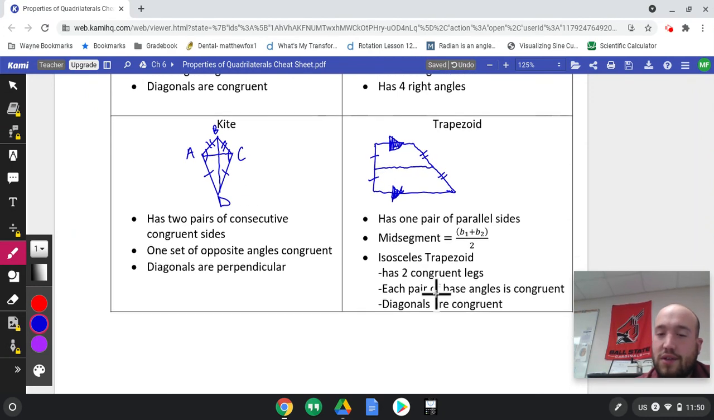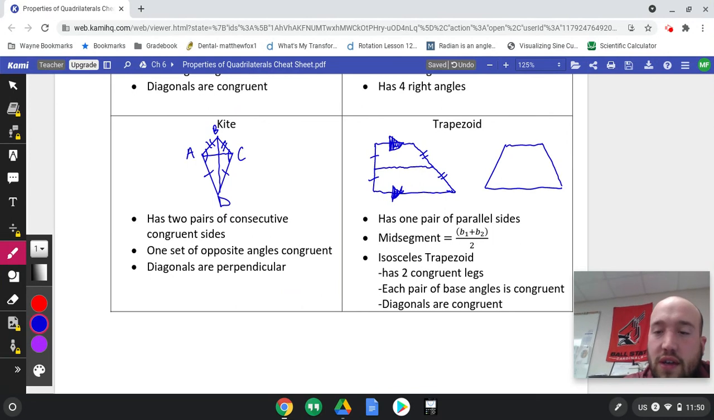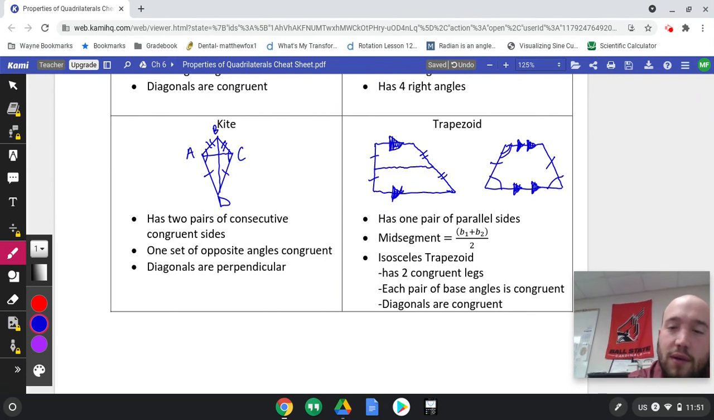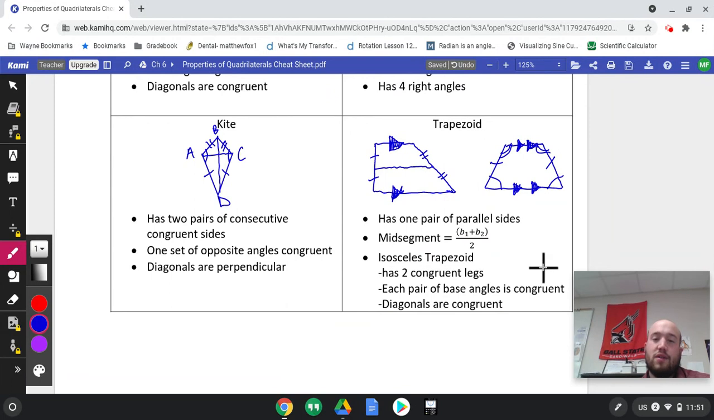Now, the other type of trapezoid, this is more specific. If it's an isosceles trapezoid, it has two congruent legs. So it still has a set of parallel sides. And now we know this side and this side are the same. Each time we have an isosceles trapezoid, remember the base angles are congruent. So this and this are the same. The ones on the top are the same on either side. And finally, our diagonals would be congruent. So our diagonals are the same length on an isosceles trapezoid.